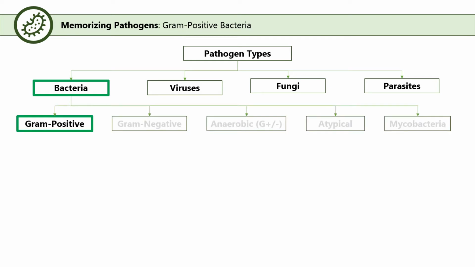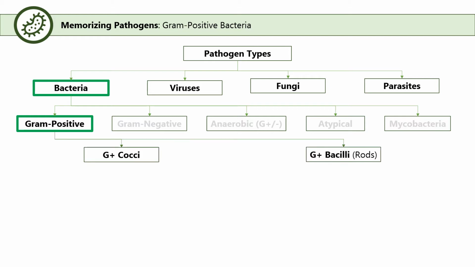Within bacteria, I want you to memorize and categorize pathogens into just 4 easy to manage groups: gram-positive, gram-negative, anaerobic, and atypical organisms. Mycobacteria are technically bacteria, but are beyond the scope of this module. So 4 groups is easy enough to manage. Let's break down each, which will be less cumbersome than you think.